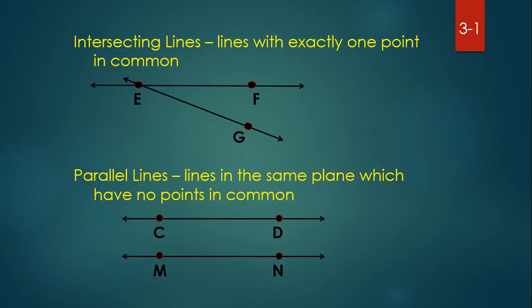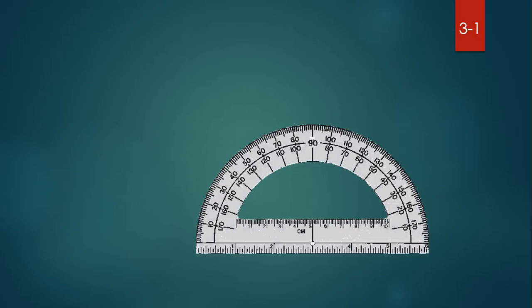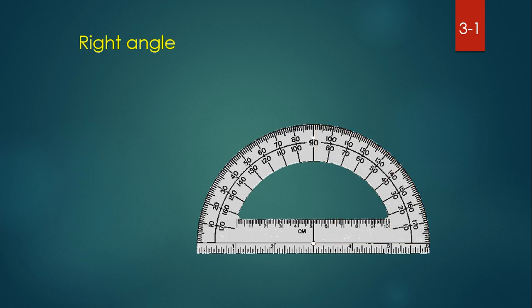Now, if you look at the intersecting lines, you'll notice that when 2 lines intersect, they form some angles. So we're going to talk a little bit about angles and how we measure angles. You're probably used to seeing a protractor. A protractor measures angles in degrees. An acute angle would measure between 0 and 90 degrees. A right angle measures exactly 90 degrees.